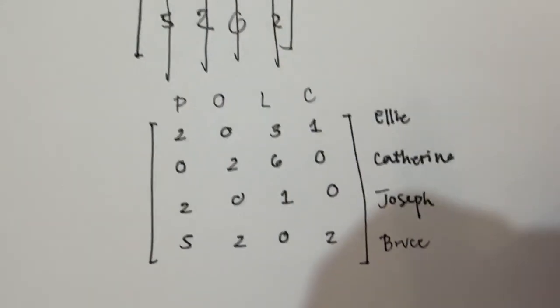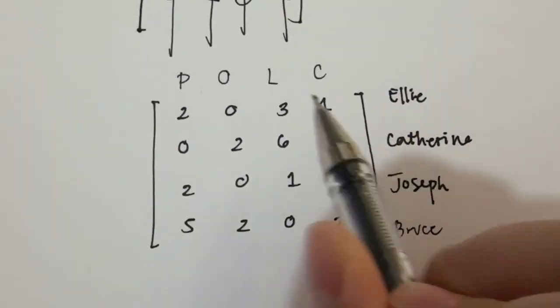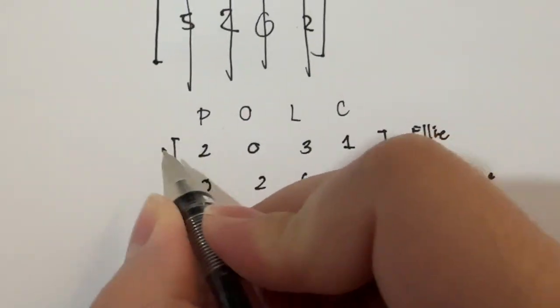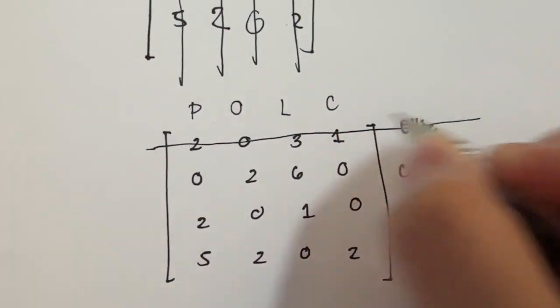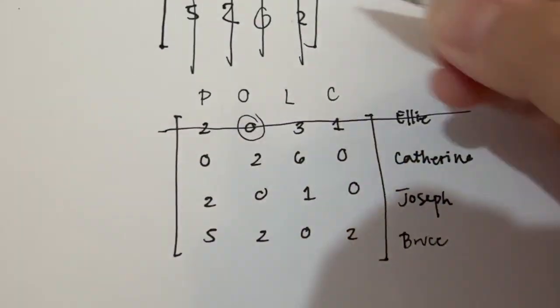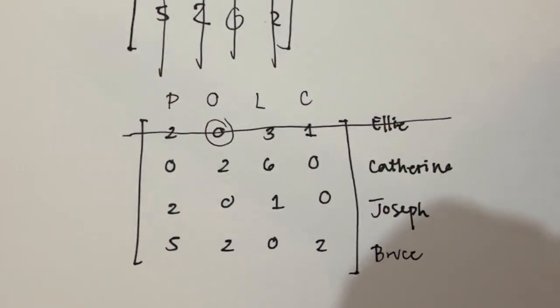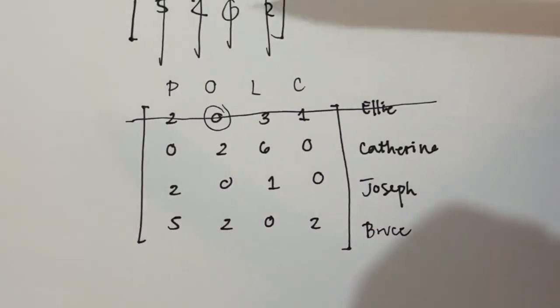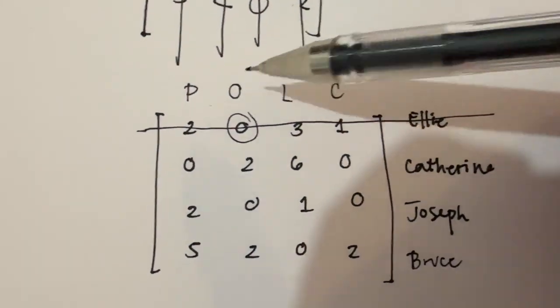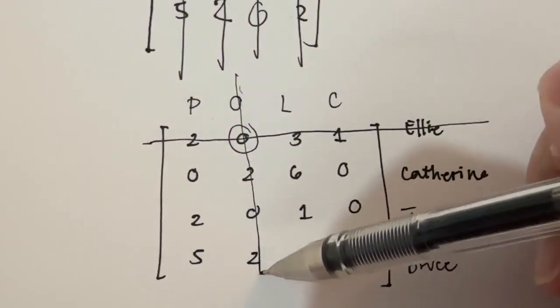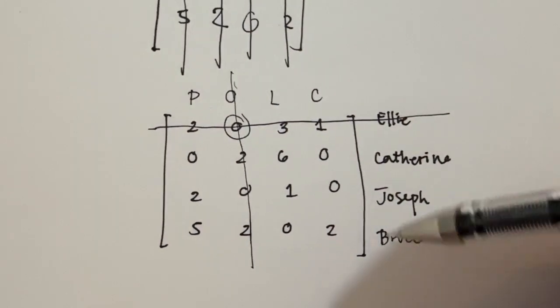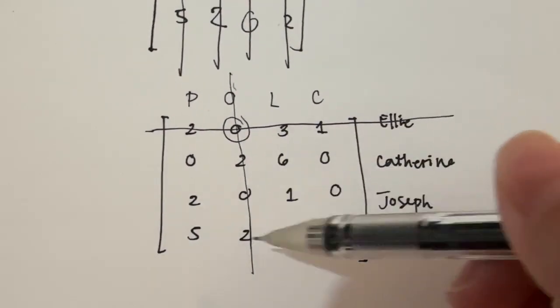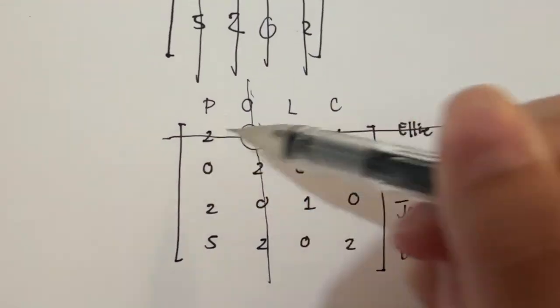To make it easier, of course, we know that Ellie can only work on organizing. So let's cancel Ellie out. We already know that Ellie can only do organizing. And we know that in assignment problems, only one person can do one task. So with organization, we are going to assign this to Ellie. So these three can't take these anymore, and Ellie can't take any of these numbers anymore.